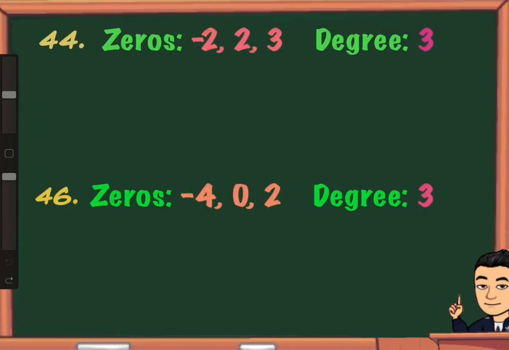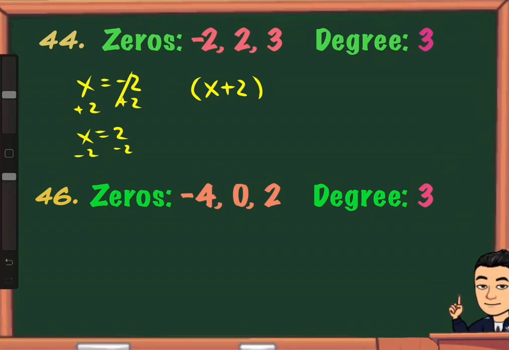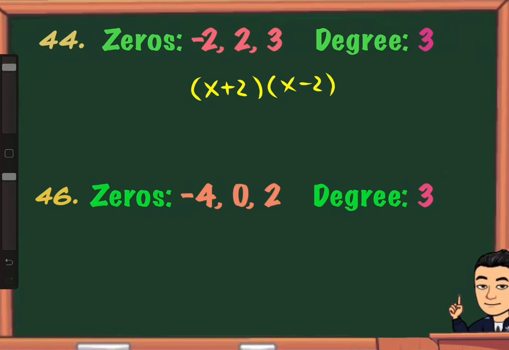Understand that if the zero is -2, x is equal to -2, you want to add 2 on both sides. So you're going to get x plus 2 from -2. Vice versa, x is equal to 2, which means that you want to subtract 2 on both sides. So from the zero of 2, you're going to get x minus 2. Okay, so this is how you're going to do it, and so on and so forth. The one with the zero of 3 is going to be x minus 3. And this is going to be my polynomial function.